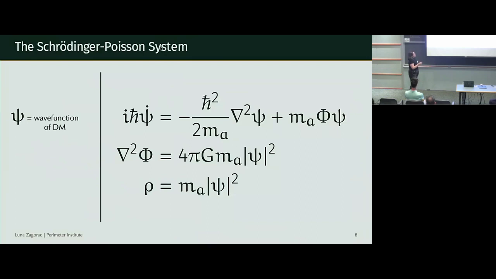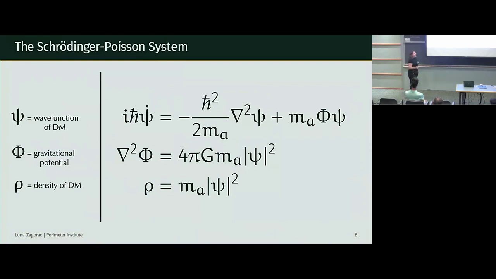of dark matter evolves due to some kinetic term and also a coupling with phi, and phi itself is the gravitational potential of the dark matter, which evolves with the familiar Poisson equation, which depends on a bunch of constants, including the mass of the axion m_a and the absolute value of psi squared. So the mass of the axion times psi squared then is just the density of dark matter. So this is the observable that we really want to get to.